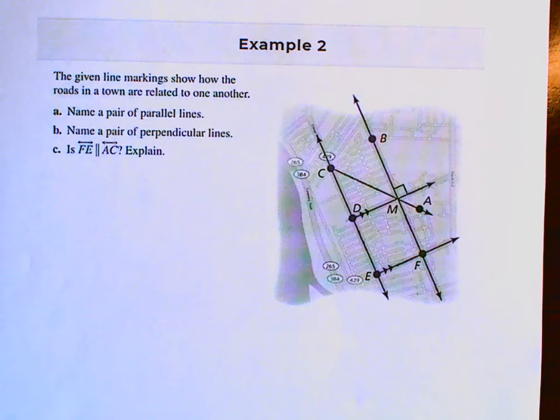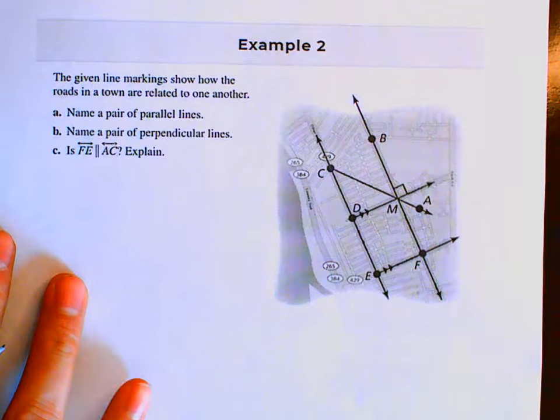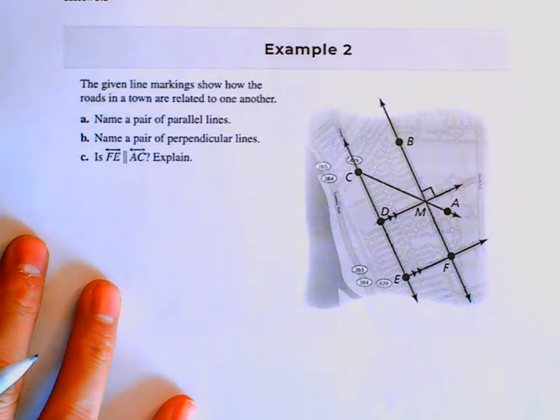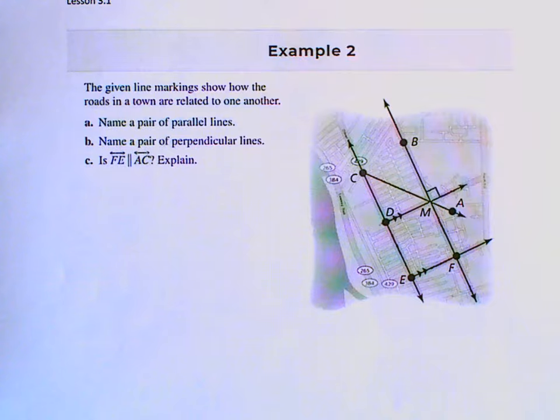Okay, for example number 2, it says the given line markings show how the roads in a town are related to one another. Name a pair of parallel lines. Now remember, just because 2 lines look parallel does not necessarily mean that they are. We have to look for the symbols in the diagram to determine whether they are or not. Now if you look at this diagram, you're probably thinking CE and BF are parallel. But no, there is nothing on them that allows me to say that they are.